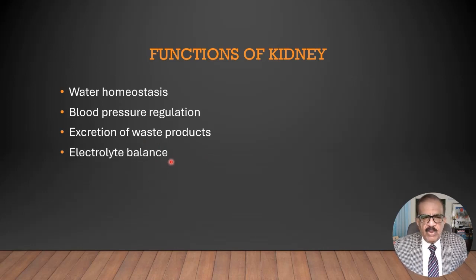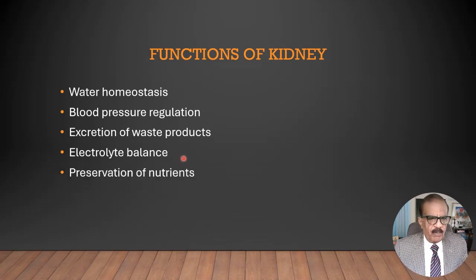Electrolyte balance, we need to have a very accurate and precise level of sodium and potassium and calcium and phosphate and alkaline phosphatase. All this is regulated by the kidneys. Kidney will make sure that we reabsorb maximum sodium, because sodium has to be kept in the extracellular fluid, and potassium is mostly excreted by the kidneys because the extracellular potassium is usually very low.